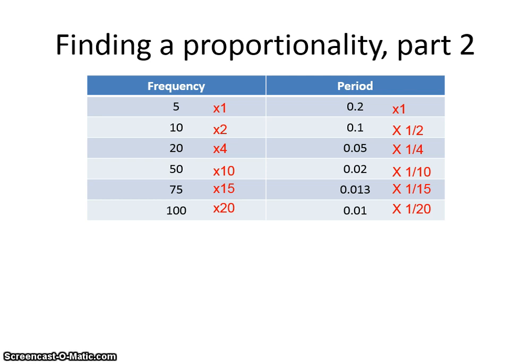So our data is not always going to be perfect. Sometimes close enough is going to be good enough here, just looking for patterns. Okay, so you'll notice that for each data point, the multiplier on the left is the inverse of the multiplier on the right. We would say in this case that frequency and period are inversely proportional.